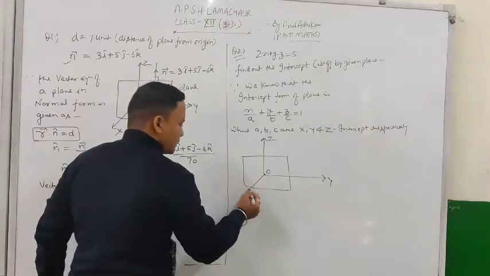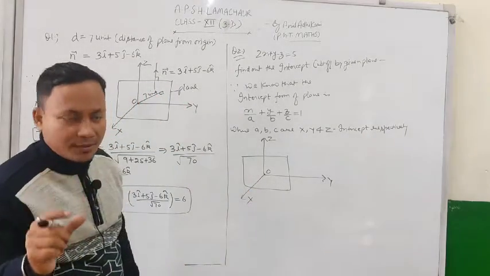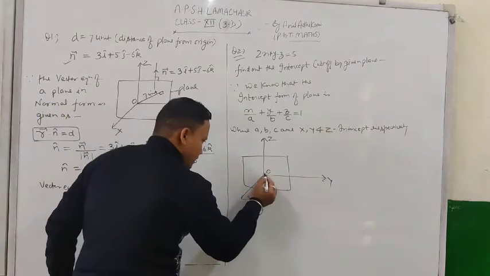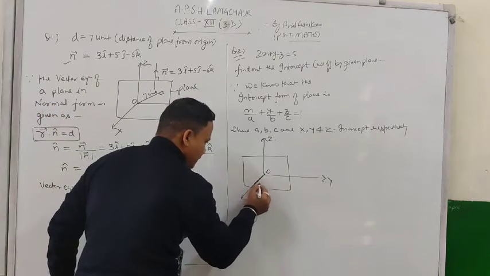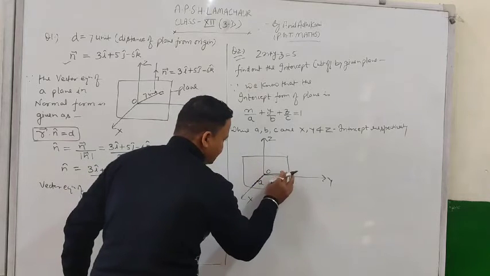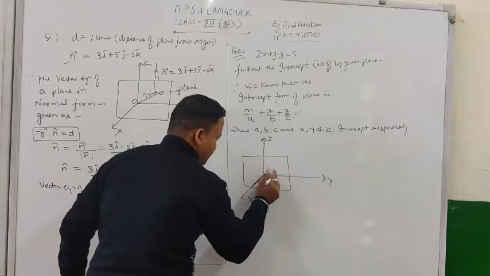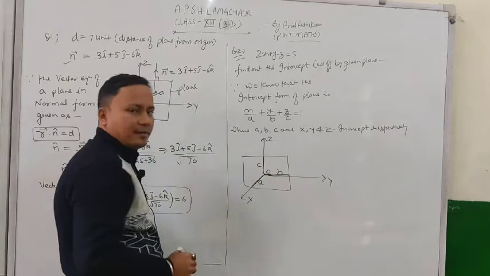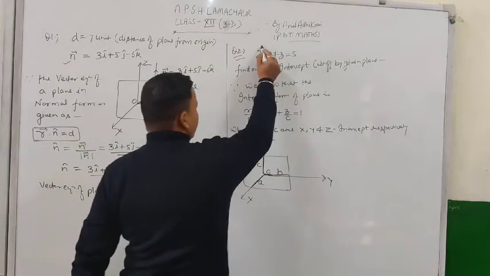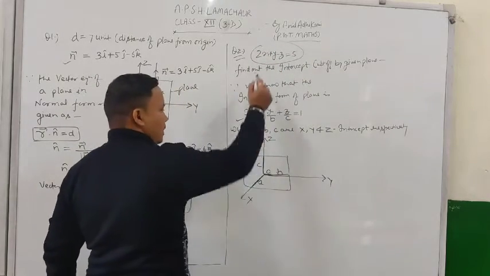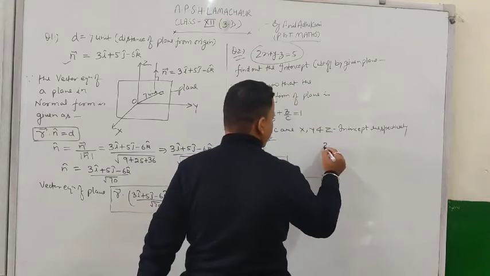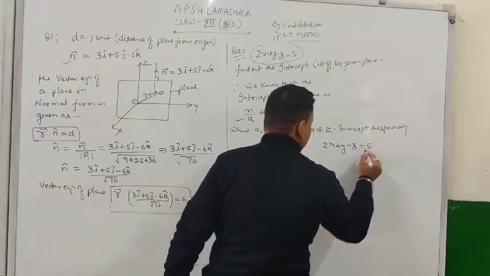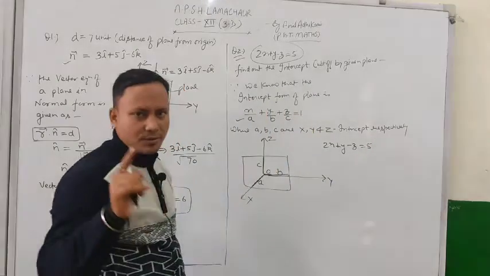Now you can see the x intercept means the part of the x axis which has been cut off by the plane. It means the x intercept is from the origin to this point, this is a, the y intercept is this one, this is b, and the z intercept is c. So we have to reduce the given equation to intercept form. How can we reduce it? The given equation is 2x plus y minus z is equal to 5. Now, in intercept form the right hand side must be equal to 1.